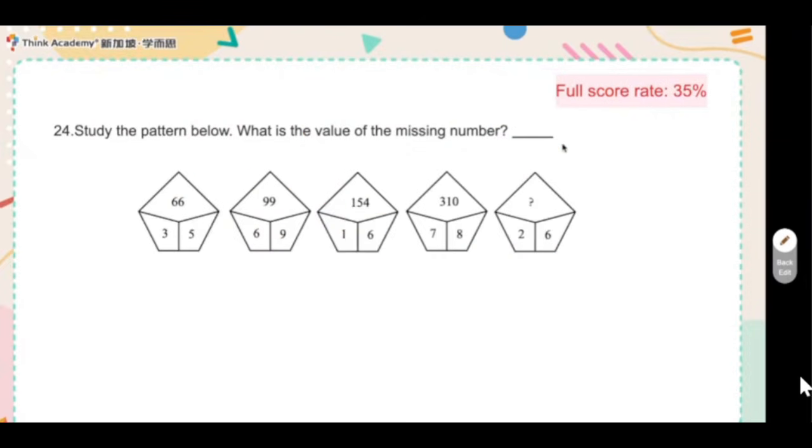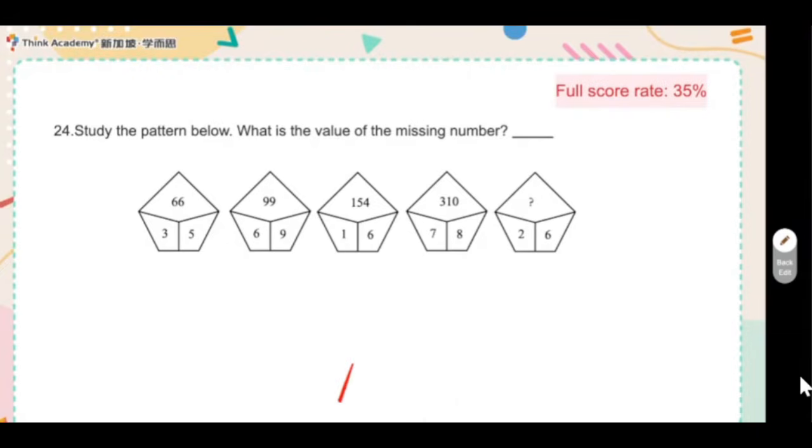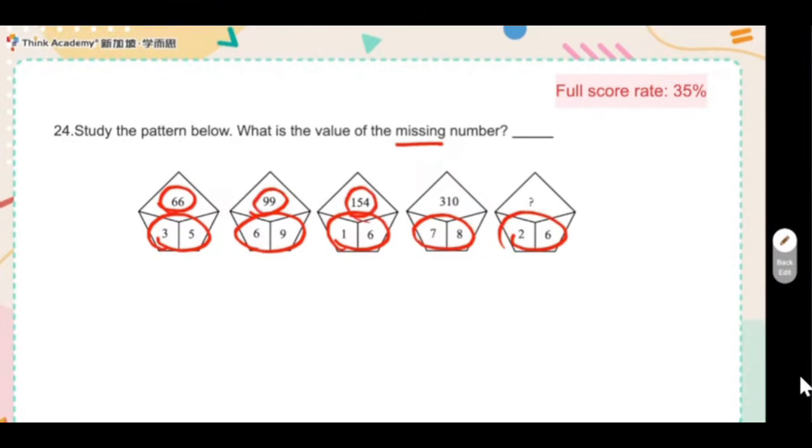Then around this time, let's move on. Question 24. This one is super tricky, I know that. Study the pattern below. What is the value of the missing number here? This is a real question in the past TASMO. So also this type of question will be a bit tricky. So everyone, let's try it together. After we observe, we seems like cannot get the sum or times or something with the relationship of the numbers on the top, right?